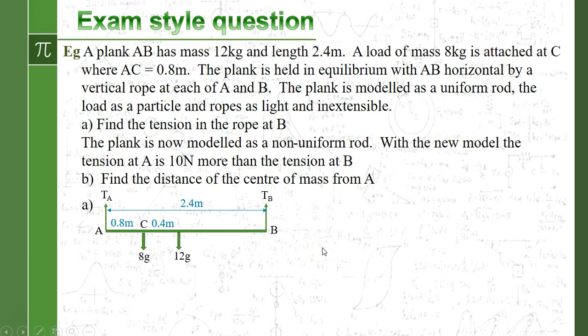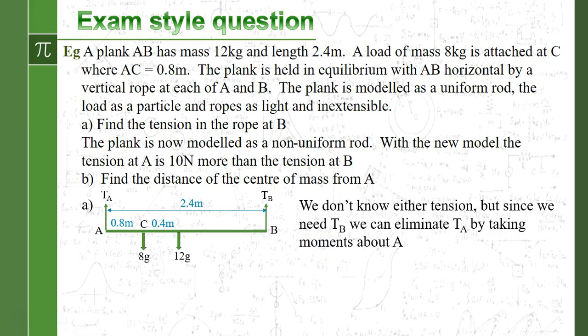It says, first of all, find the tension in the rope at B. We don't know either tension. They weren't linked together as in the previous example, but if we're interested in the tension at B, let's take moments about A, so then we haven't got to worry about that, and we'll create an equation where the tension at B is part of that equation. So let's take moments about A.